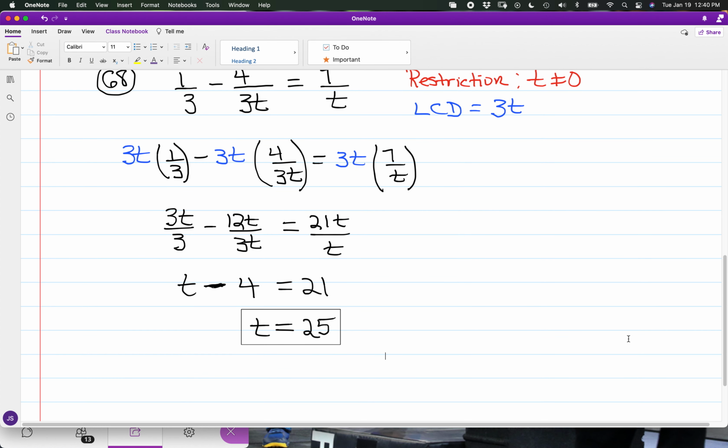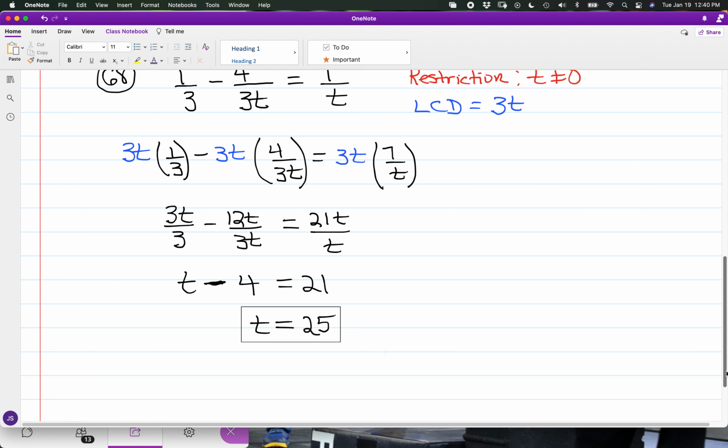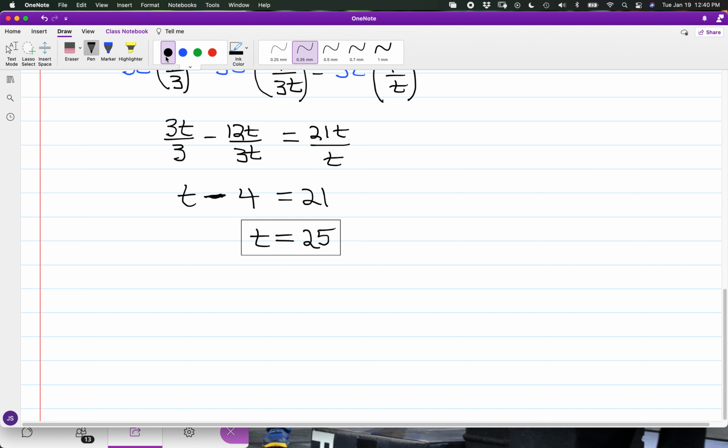Now, for the next item, number 74, this time we're going from the variable t to c. And here we have 2 over c plus 3 minus 1 over c minus 3, and that is equal to 10 over c squared minus 9.